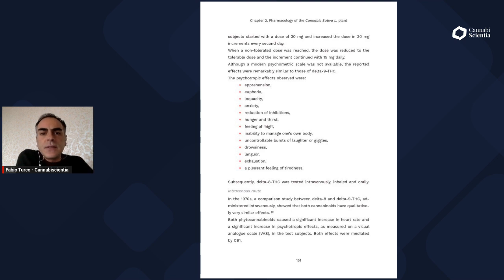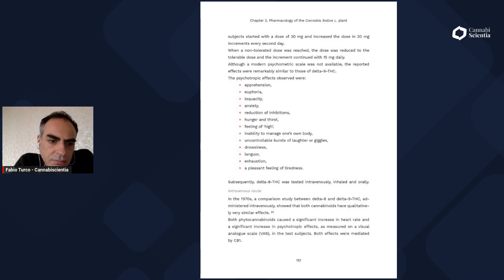The subjects started with a dose of 30 milligrams and increased the dose in 30 milligram increments every second day. When a non-tolerated dose was reached, the dose was reduced to the tolerable dose and the increment continued with 15 milligrams daily. Although a modern psychometric scale was not available, the reported effects were remarkably similar to those of Δ-9-THC.